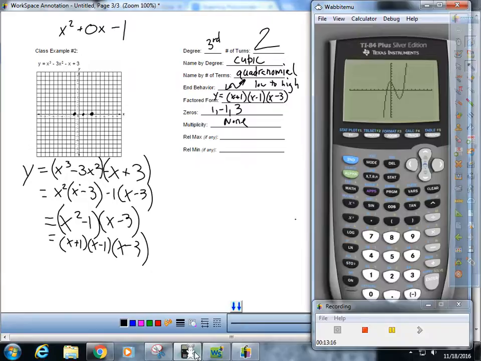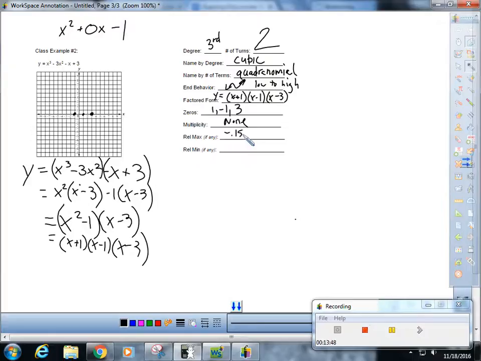relative max. Again, second trace. We want to find the maximum. Get over on this side of it, hit enter. Go to this side of it, hit enter. Take a guess. Sure. Negative 0.15 comma positive 3.1.